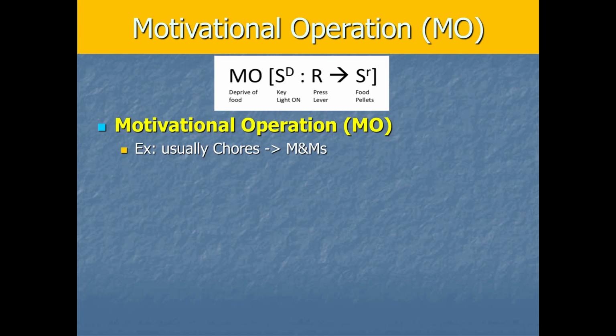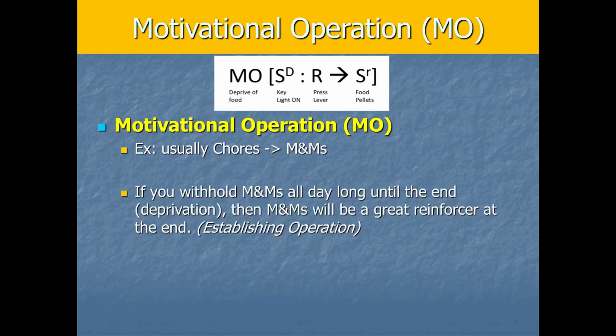So maybe a last couple of examples, going back to the M&Ms thing. Imagine you usually give M&Ms for doing various chores, and you really want the dishes done at the end of the day. If you withhold M&Ms all day until the end, so a sort of food deprivation or M&M deprivation, make them really not have many, then M&Ms will probably serve as a great reinforcer at the end of the day. Them being hungry and M&M starved would be an establishing operation.